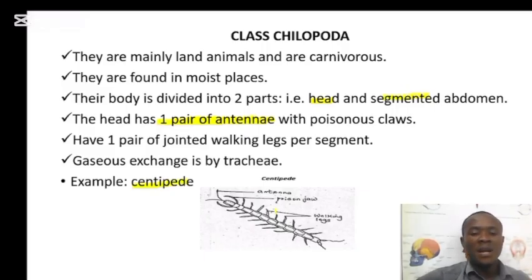So on this diagram here, we have the centipede, and if you observe it here, they just have one pair of legs per segment. But in the case of the Diplopoda, they have two pairs of legs per segment. And if you observe their body structure, in the case of the Diplopoda, they are long and cylindrical. But in the case of the centipede, the body is dorsoventrally flattened. But in the Diplopoda, the body is cylindrical.